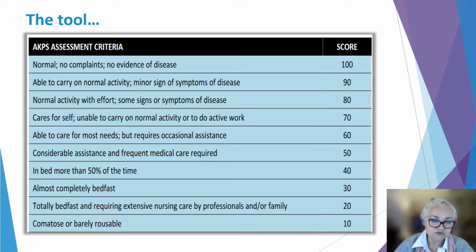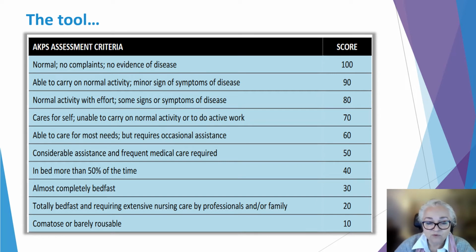So this is the actual tool. As you can see, the scale is from 100 down to 10 in increments of 10. People who are sitting in the range of between 100 and 80 are probably people living quite well in the community in general. When we get to the levels of 70 down to 40, particularly 70, 60, 50, that's the time that we may see people being admitted into residential aged care.